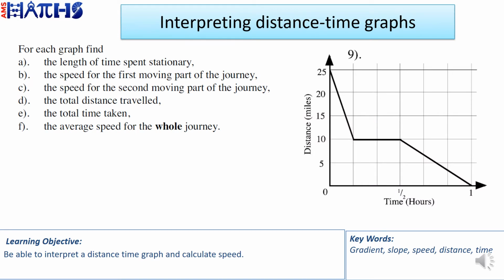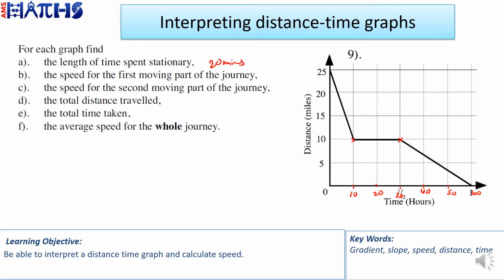Let's look at another example. Okay, we need to find the length of time spent stationary. That's here to here. Our time is in hours. So let's work out these intervals. I'm going to do it in terms of minutes to make it simpler. So half an hour is up to this point. Between half an hour we have 3 boxes. So half an hour is 30 minutes. Divide that by 3, get 10 minutes each. So I've written in red in terms of minutes. So the time that is spent stationary is 20 minutes.